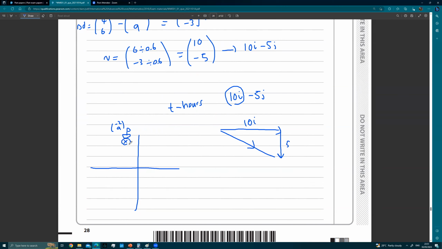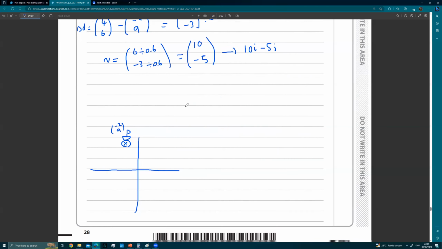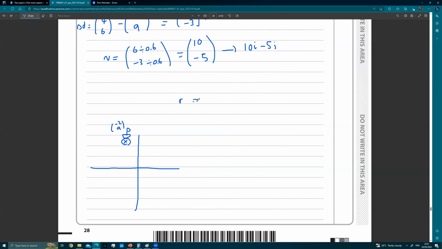So here's the ship. Every hour it's going to move around this much. Another hour later, it's going to move this much. Another hour later, it's going to move by the same amount. So this is the position of the ship t hours later. So how would you write this mathematically? You would say that the position vector of the ship t hours later, let's say position vector r, is equal to its initial position, which is -2, 9, that's where it was at the start, plus the velocity vector multiplied by t. So plus t hours multiplied by the velocity vector, which was 10, -5.